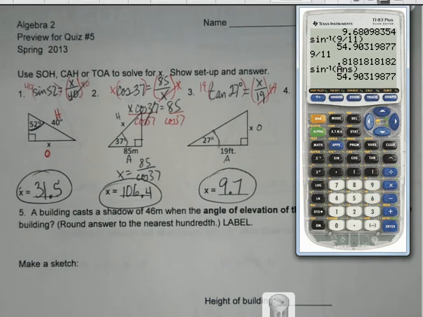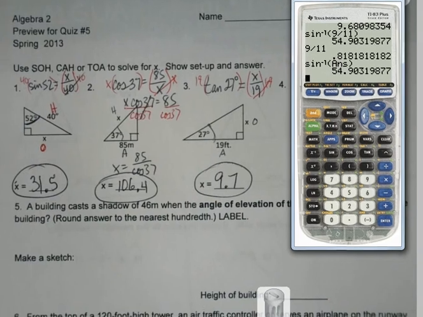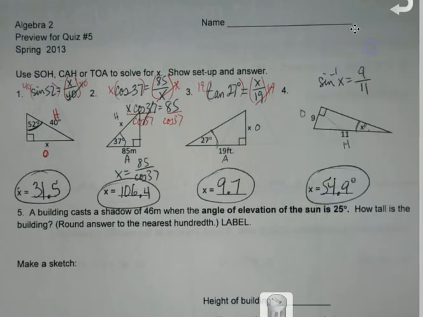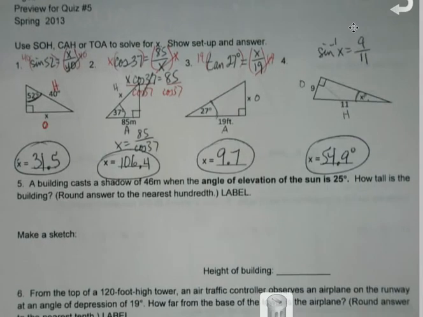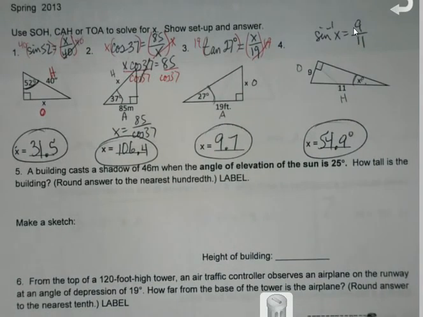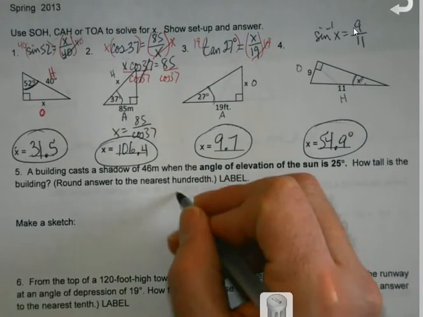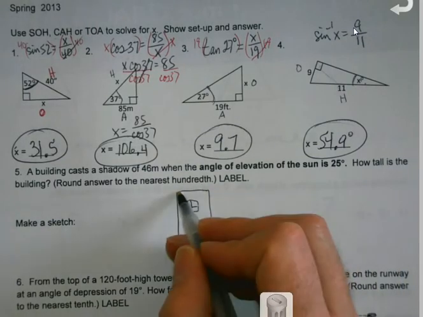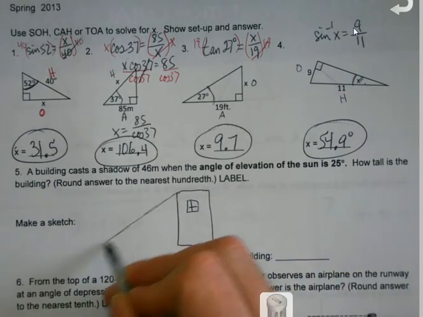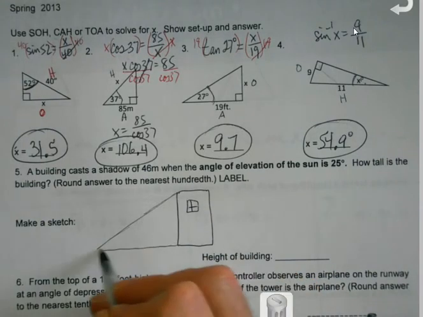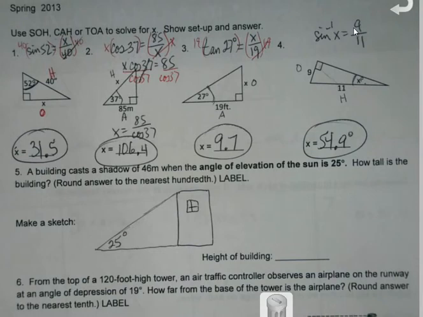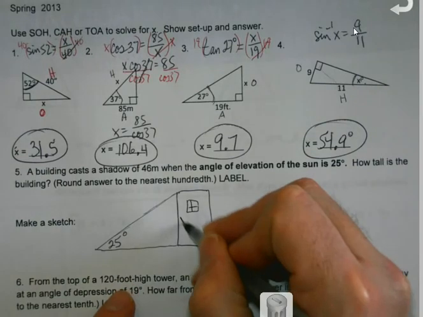All right, so what else we got here? Well, we're going to need to move this calculator out of the way, as I'm trying not to move other things. Okay, there we go. A building casts a shadow of 46 meters and the angle of elevation is 25 degrees. Okay. Here's my great picture of a building. Okay, the elevation of the sun is 25 degrees. How tall is the building?